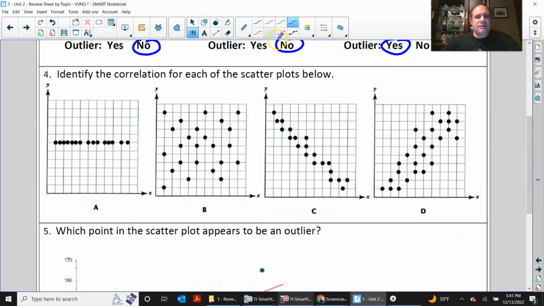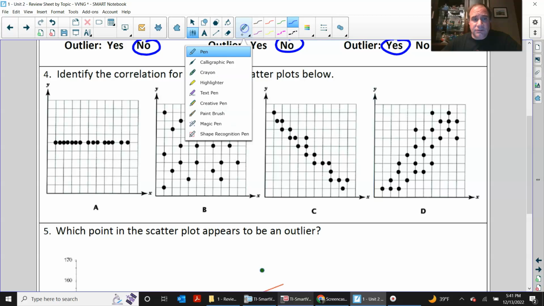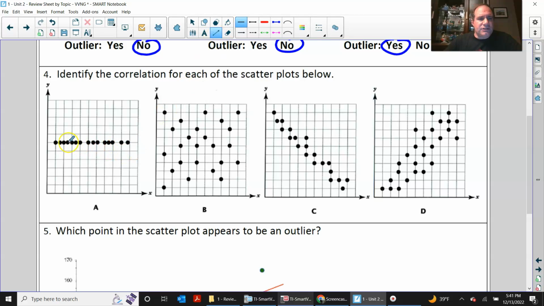Identify the correlation, which is association, for each of the scatter plots below. This has none. It is straight across. That would be a zero slope, but they're not going to ask you something like that. It's not a positive association and it's not a negative association. The next one is scattered all over the place. You cannot draw a trend line. Put no association for that.